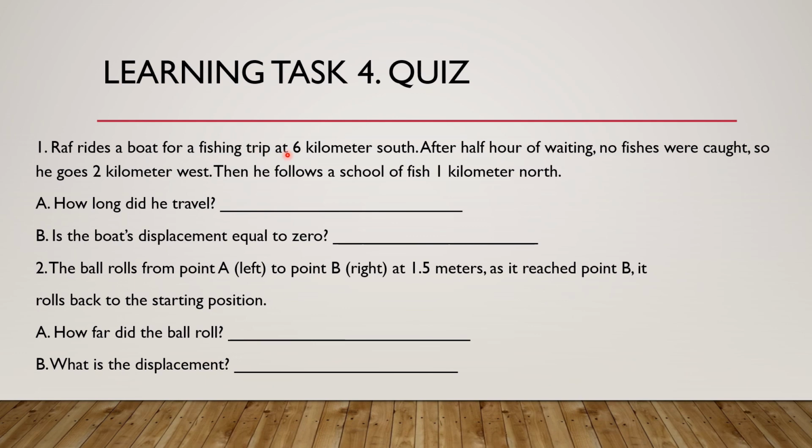Pero kalahating oras na siya, walang dumadating na isda. Anong ginawa niya? Umiba siya ng direksyon, another 2 kilometer. Tapos, nakakita siya ng school of fish, hinabol niya yon 1 kilometer north. So, yun na meron tayong data na 6 kilometer, 2 kilometer, 1 kilometer. Ang tanong, how long did he travel? Anong kukuhanin niyo dito? Distance. Paano kukuhanin ng distance? So, i-add lahat. Then, write your answer dito.